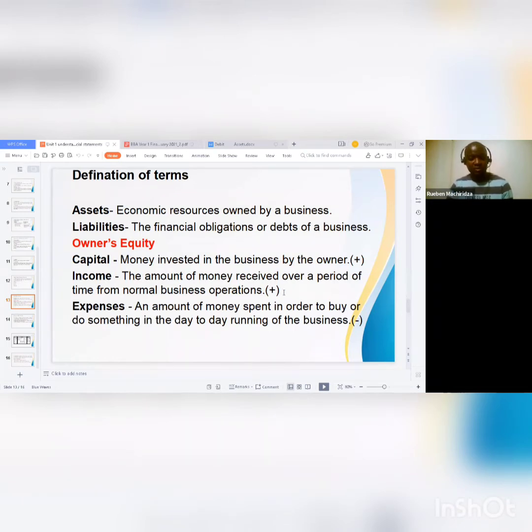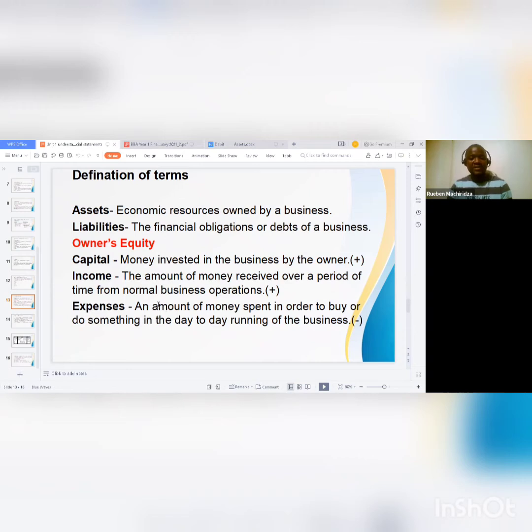We presume that the business will be in existence for the foreseeable future. But if at any point the owner decides to stop operations and take all the money that is in the business, it is the total of the capital and the income and the following that we are going to talk about, and the expenses.